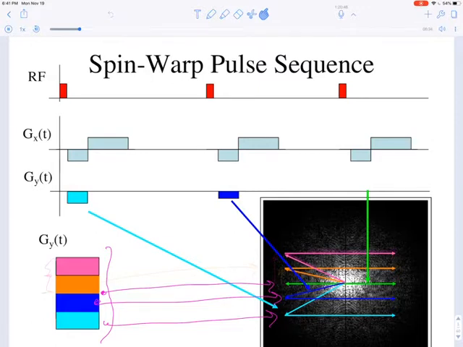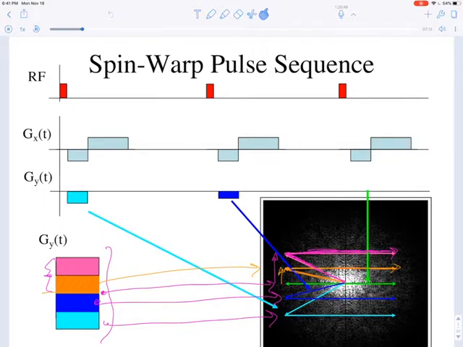Now if we apply this gradient here, a positive gradient, we're going to move up in k-space first, along this line here, and then we're going to traverse this way. Okay, so that's this line here. And then this magenta gradient here is double the amplitude of the first one, so it's going to move us twice as far out in ky. We're going to move all the way from the center out to here, and then we're going to cross over and go there in k-space. Okay? So that's basically the spin warp pulse sequence.